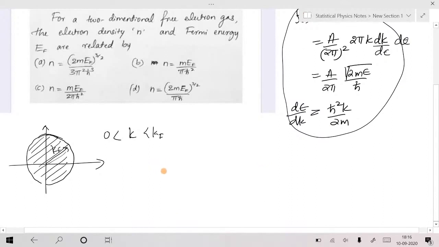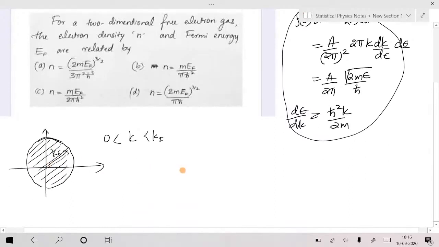I think that's given in Reif or some condensed matter physics book. You better write the total number directly. How do you write the total number? By counting the total number of states. He said electron, so you should take a factor of 2 into the integral of rho of k d square of k, because he said it's two dimension.